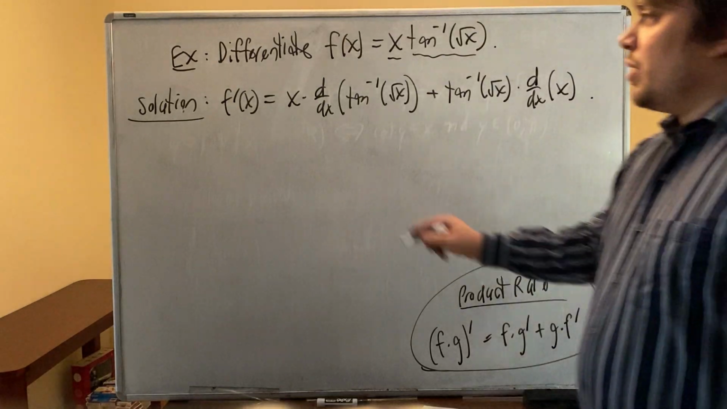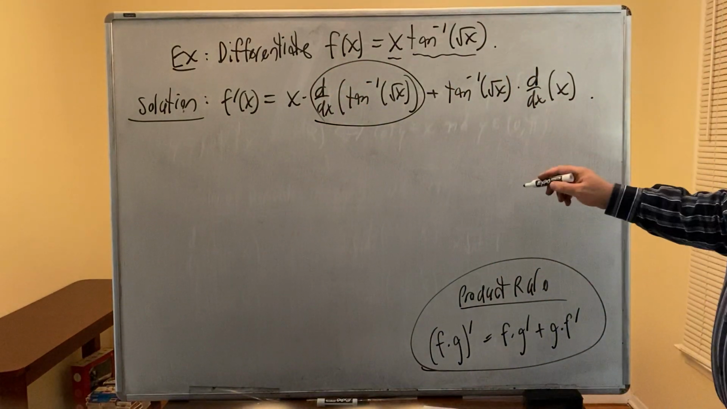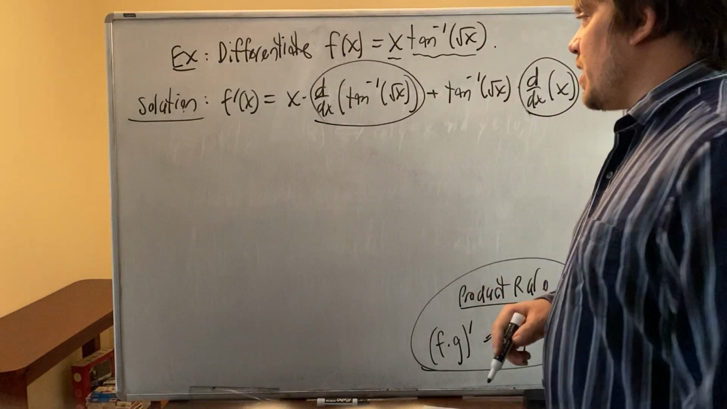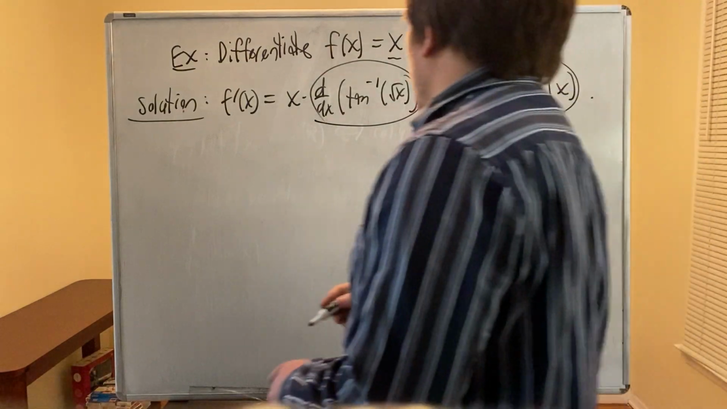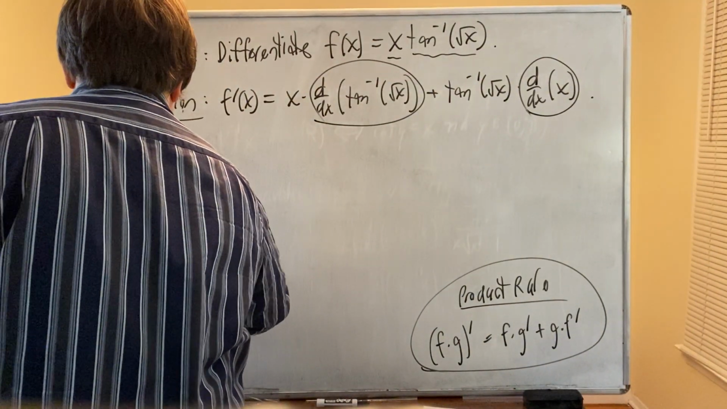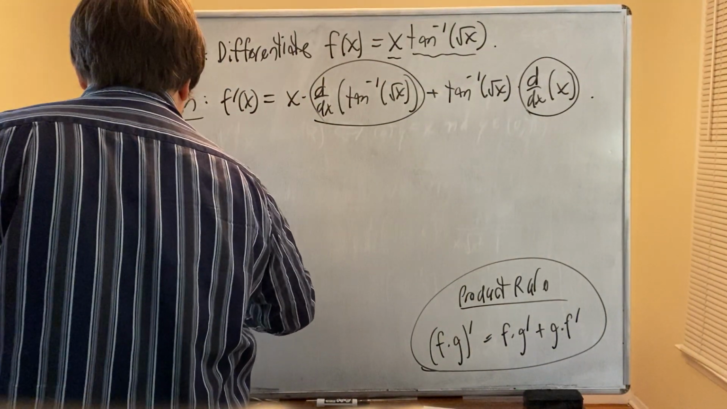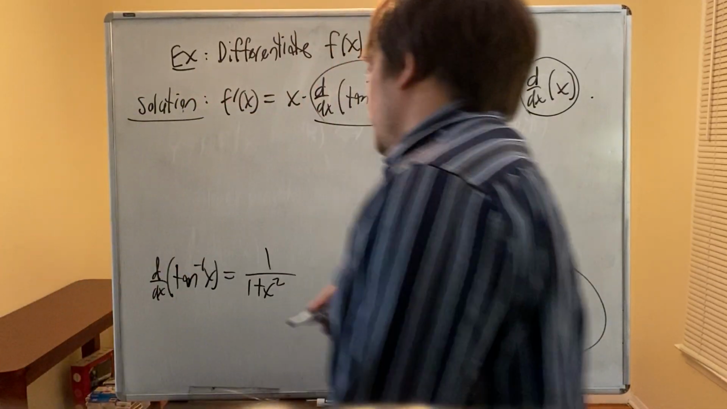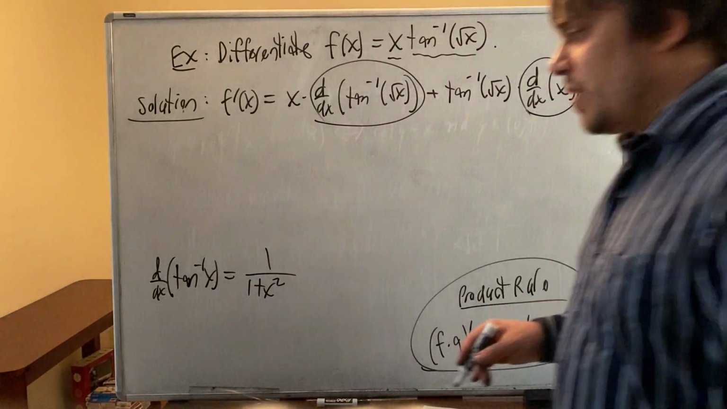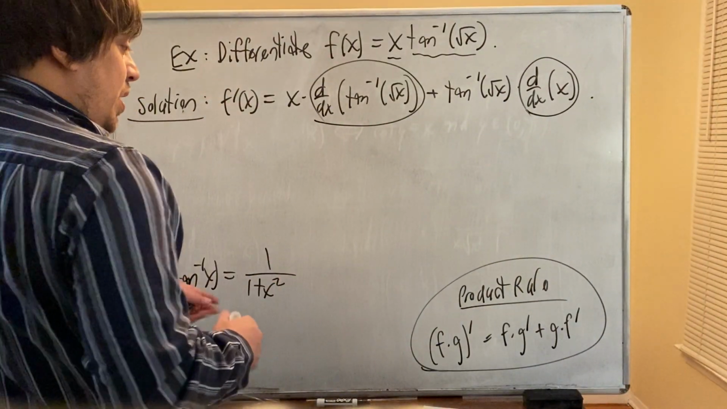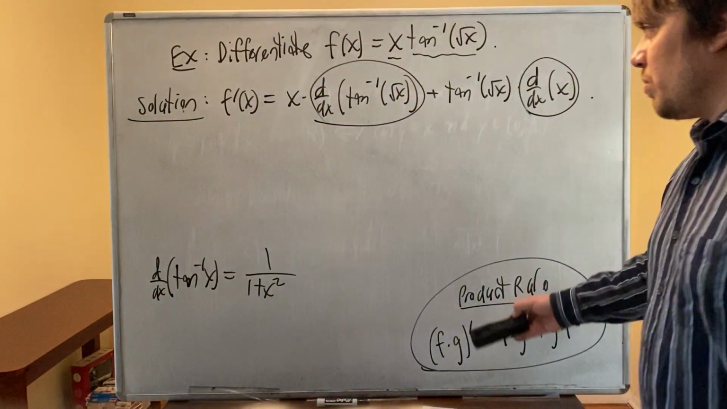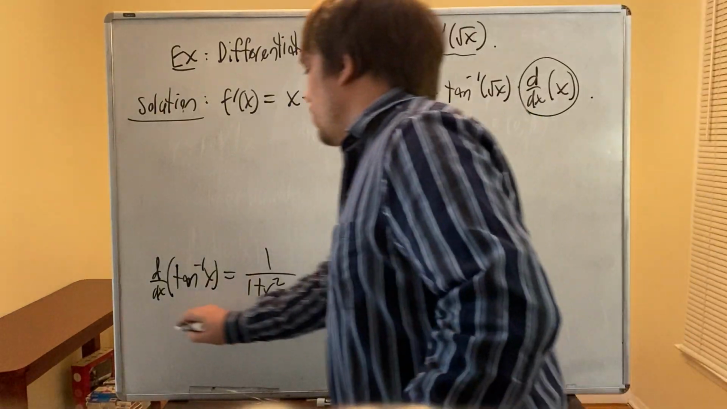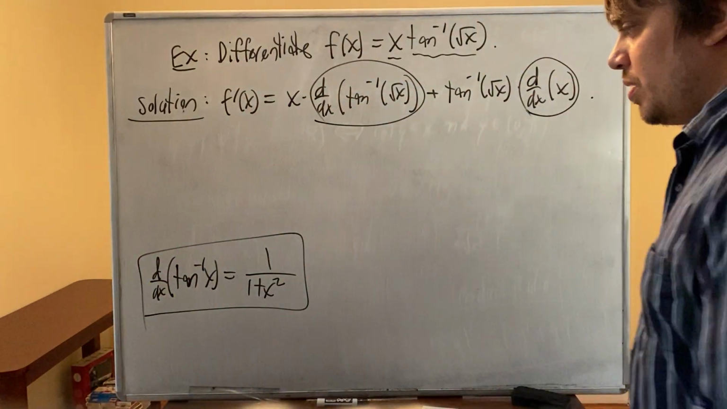Okay, so all we need to do is find d/dx of tan inverse of the square root of x and d/dx of x and plug them in. This is 1, right? So let's find d/dx of tan inverse. Well, first remember that from the derivative of the inverse tan function, d/dx of tan inverse of x is equal to 1 over 1 plus x squared. You just remember that. Now, applying the chain rule to that, we already used the product rule, so I'm going to erase this.